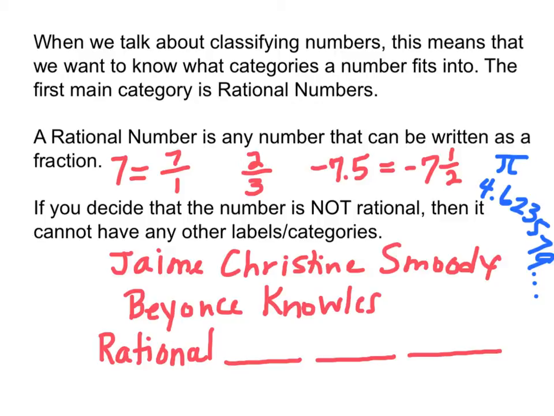How about a repeating decimal? Like, let's say 0.3 repeating. Is that going to be rational or not rational? Does it look like pi? Does it look like a decimal that goes on and on forever and never repeats and never ends? No, it does repeat. And we can write it as a fraction. 0.3 repeating is really just 1/3. So that means repeating decimals are rational.